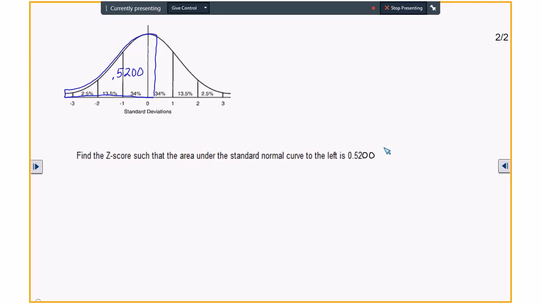So we need to look in the table, and first of all, is the z-score positive or negative? Positive, because it's to the right of 0. So you need to look in the positive section and look for an area closest to 0.5000. Positive values are to the right. What's in the middle? 0. So this is to the right, so it's positive.